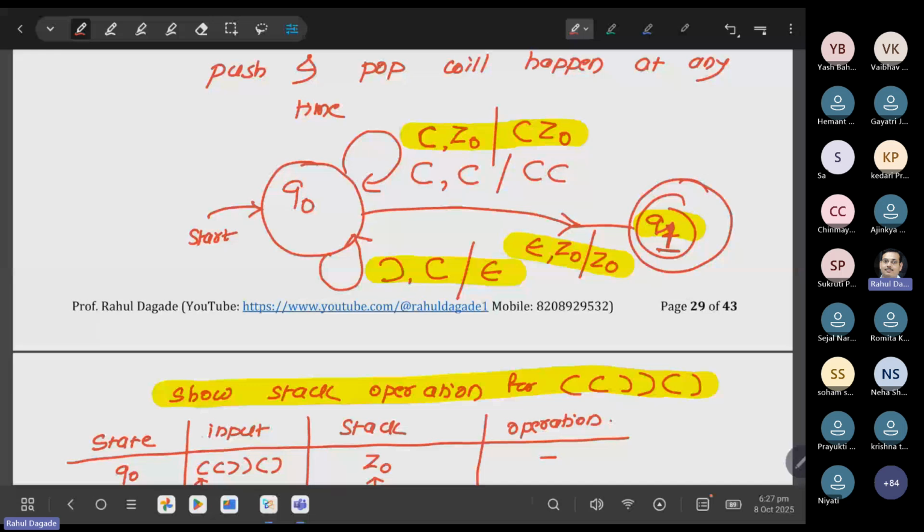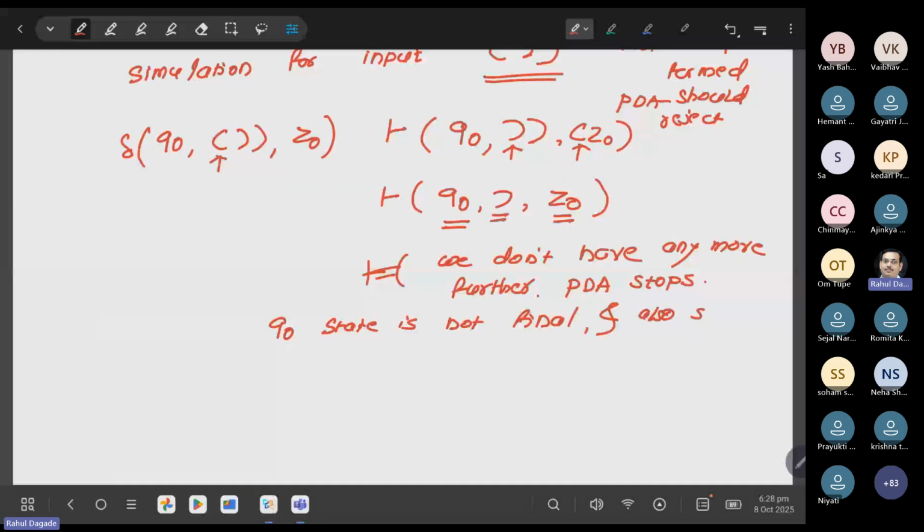So here the PDA stops. Once the PDA stops, it is stopping in the q0 state, which is not final. The q0 state is not final, and also the stack is not empty. Therefore, this string, opening parenthesis, is not accepted.